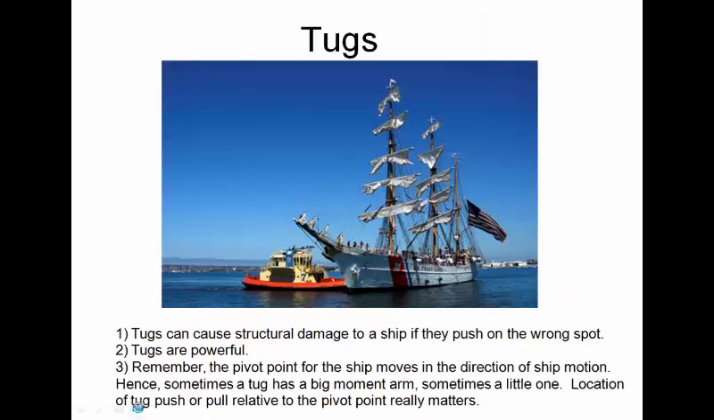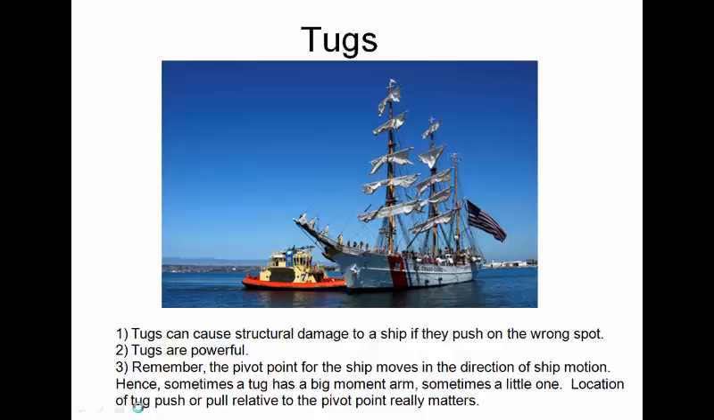Tugs. Tugs are another force that we talk about, a controllable force. They can either push on us, they can pull lines. A lot of these things are very, very beneficial for less maneuverable vessels such as Eagle. The problem is, if they don't touch your ship in the right place, they could actually cause structural damage because they have a lot of power because their job is typically to move vessels larger than themselves.